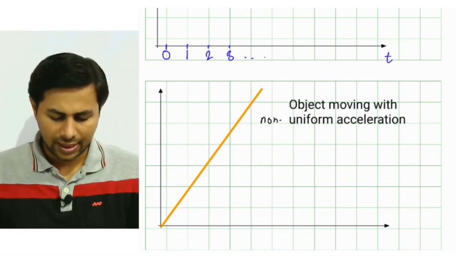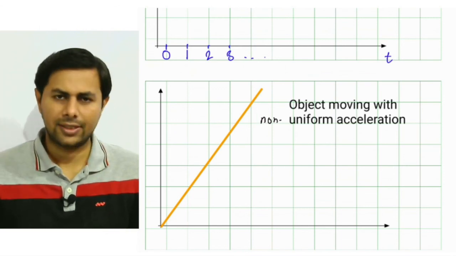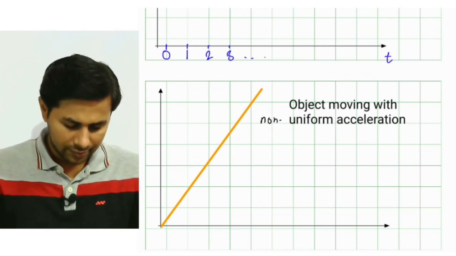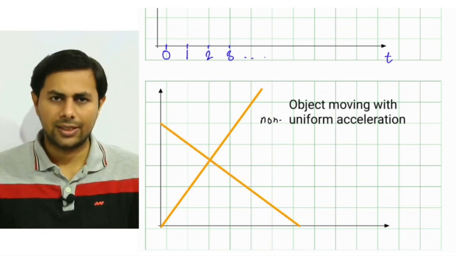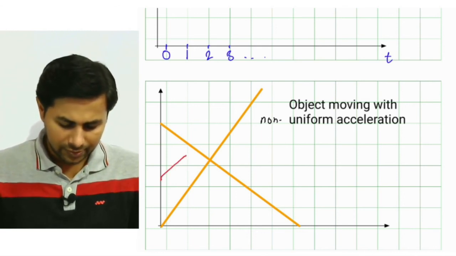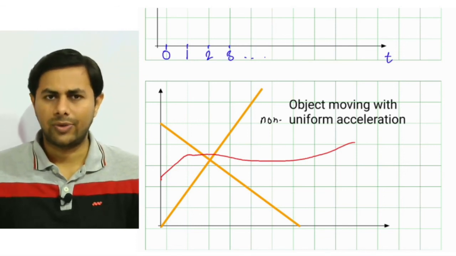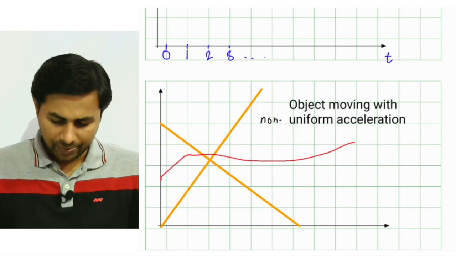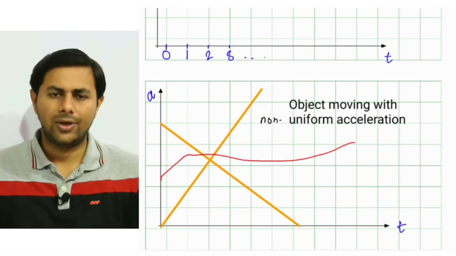Okay. So this graph can be anything. So it can be a straight line like this, which means the acceleration is increasing with uniform rate. It can be a straight line like this, which means acceleration is decreasing with uniform rate. And if it is curved graph like this, so it means that acceleration is changing with non-uniform rate. Okay. So these are some simple cases for the acceleration versus time graph for non-uniform acceleration.